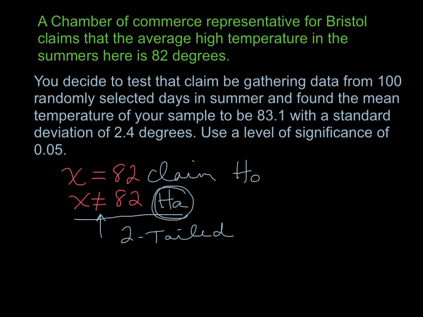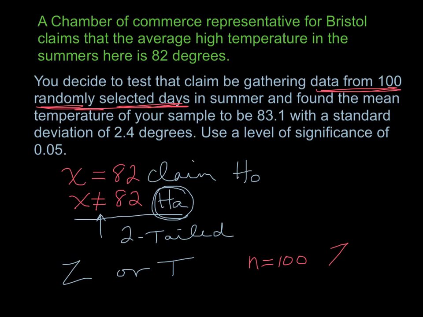So now we have to determine whether we're doing a Z or a T test. It has everything to do with your sample size. And so if we read through the problem, we collected data from 100 randomly selected days. So our sample size was 100. Because that was greater than 30, that means we're going to conduct a Z test. So let's go to video mode and show that.